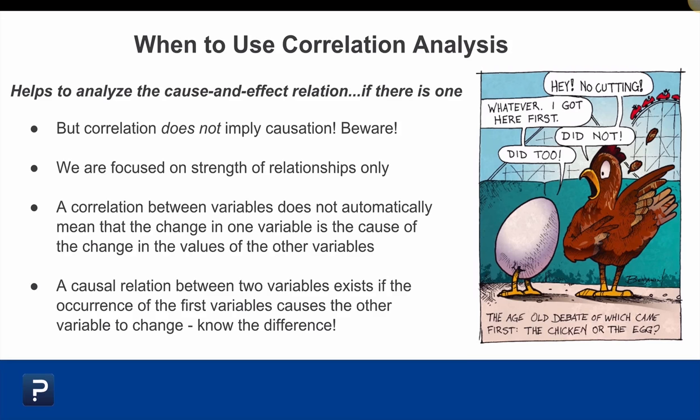And so a causal relationship between two only exists if the occurrence of the first variable causes the other one to change. So it's important to know the difference. It can be very, very close, but don't take it all the way if you can't. So again, think of this as the chicken or egg debate with correlation analysis, and just be very cautious when you use cause and effect relations as the reason to do correlation analysis.